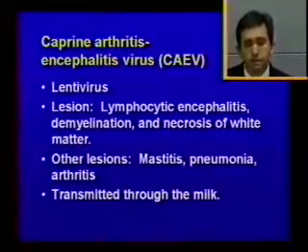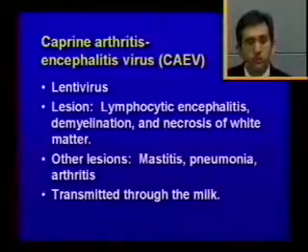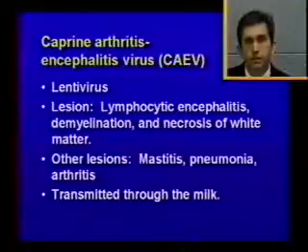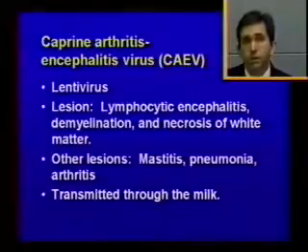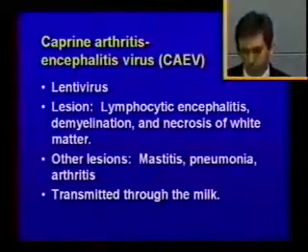Lymphocytic encephalitis, demyelination of the brain and spinal cord, and necrosis of the white matter. But also it causes mastitis, pneumonia, and arthritis. So these goats are very ill through multiple systems that are targeted by this virus. It's transmitted through the milk, so the reduction of this virus and the control of it is through foster nursing to remove it and eliminate this agent from a herd.